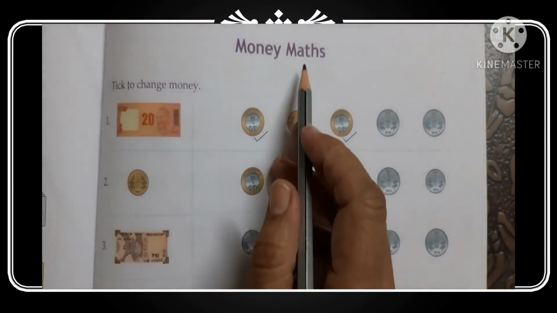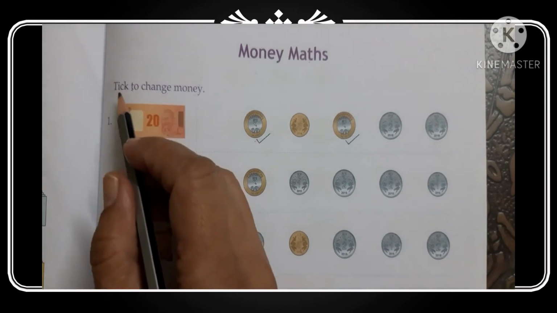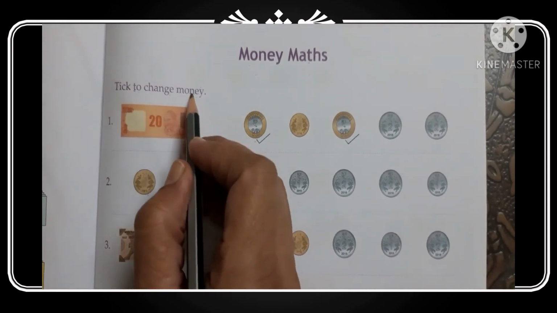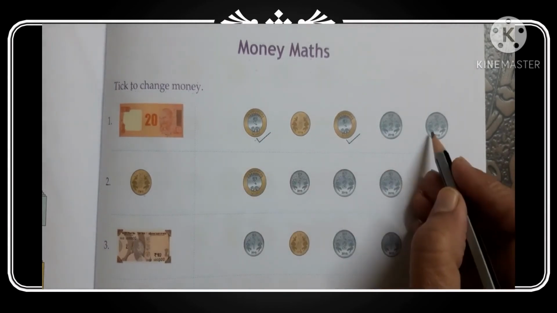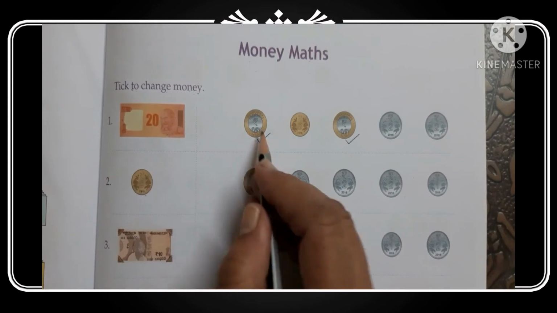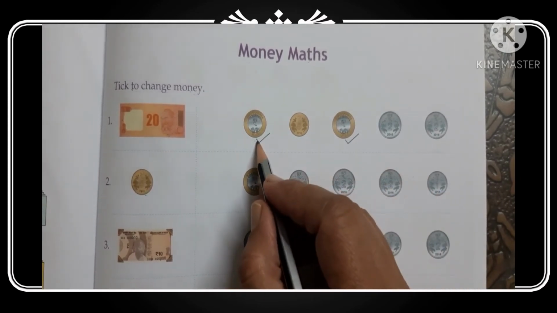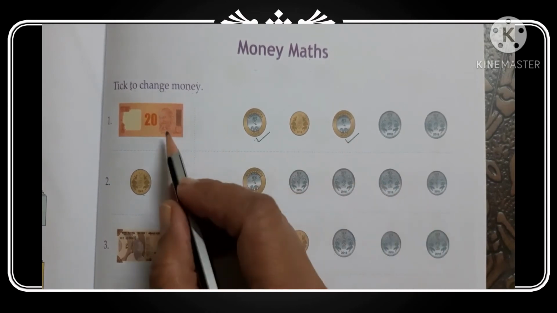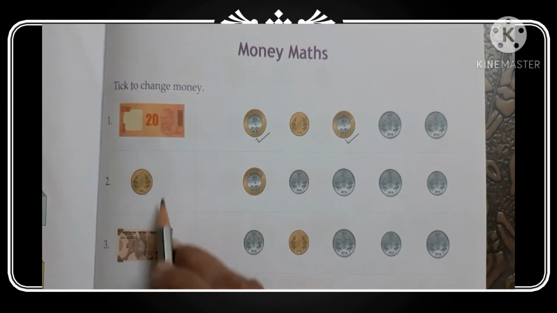Money math, page number 97. Tick to change money. Here money is given and you have to change it. A 20 rupees note is there and you have to change this money into coins. So 10 rupees coin and 10 rupees coin, 20 rupees.